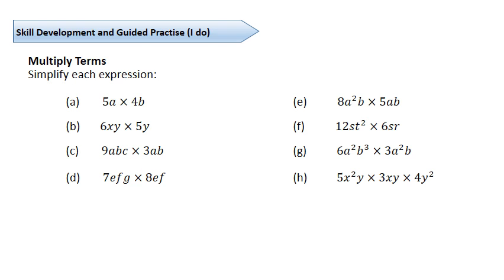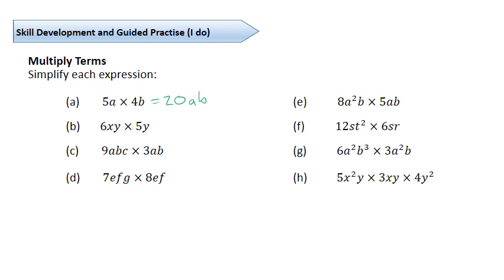Alright, have a go at doing some of these yourself before I do them up. So pause the video, have a go at doing some of them. Alright, simplify each expression. 5A times 4B. So numbers out the front first. 5 times 4, 20. A times B, AB.